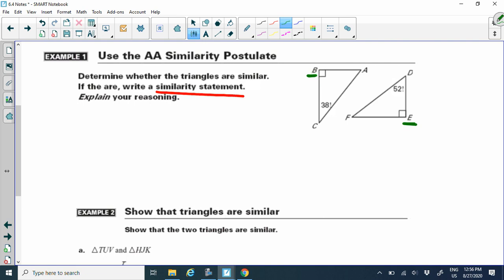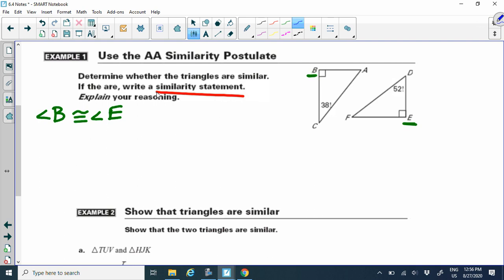So I'm going to write that down because we want to show evidence here, evidence saying that they are similar or not similar. So we know angle B is congruent to angle E. So we already have one of our two pairs. Okay, we're good. So now let's figure out the others.